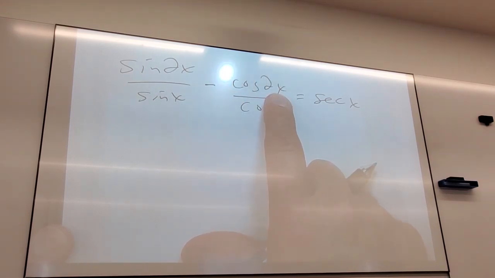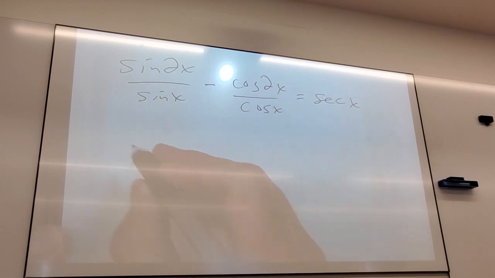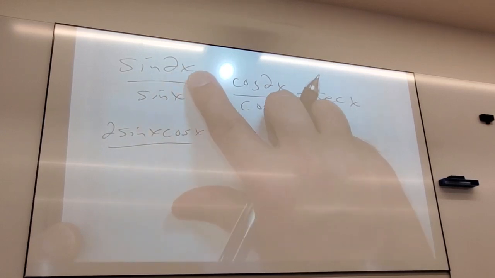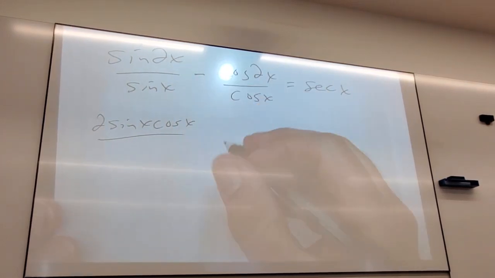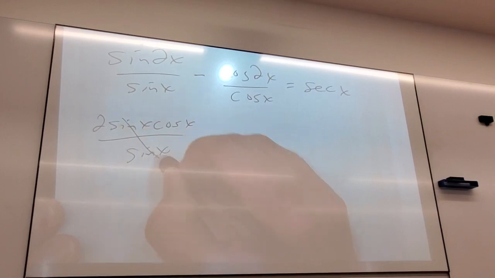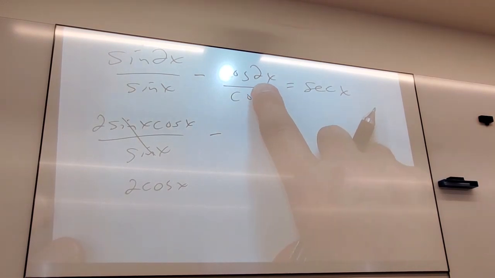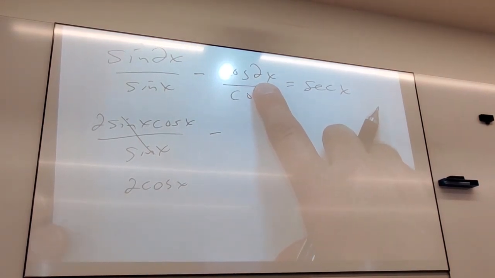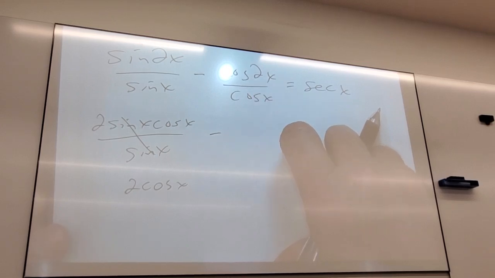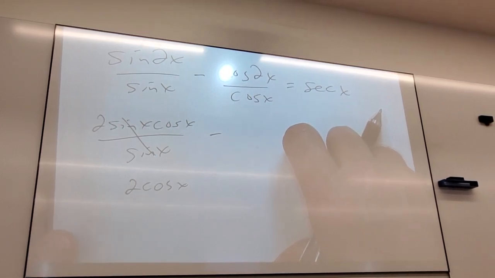Yeah, so the first one could be 2 cosine x sine x. Right, that's the double angle formula for sine. Okay, then cross out the sine x. So we get 2 cosine x minus, now here's the issue. When you see cosine 2x, there are 3 things it could be: cosine squared x minus sine squared x, or 2 cosine squared x minus 1, or 1 minus 2 sine squared x.